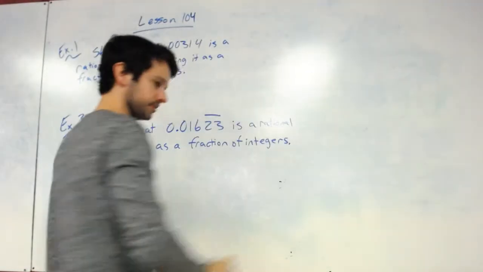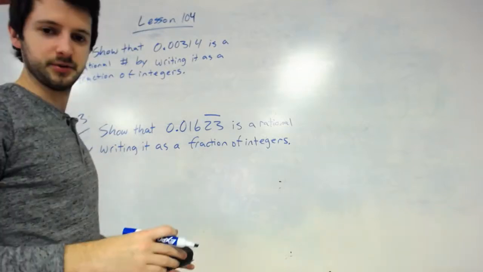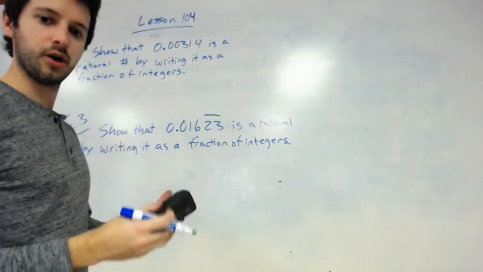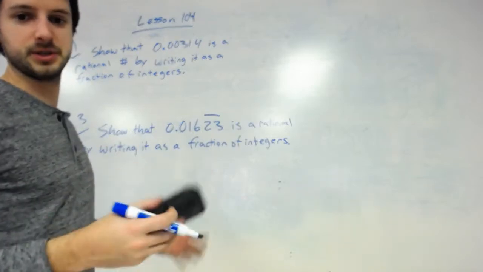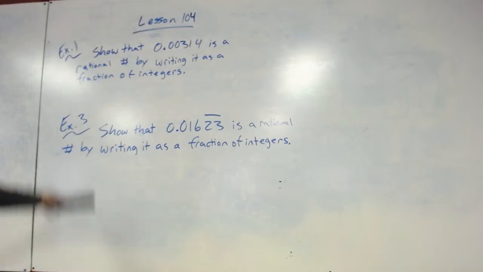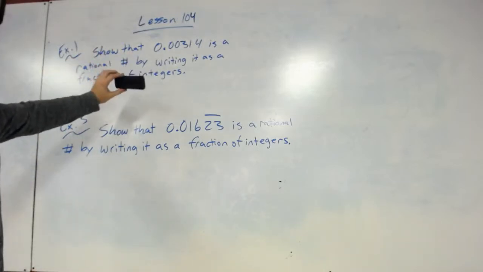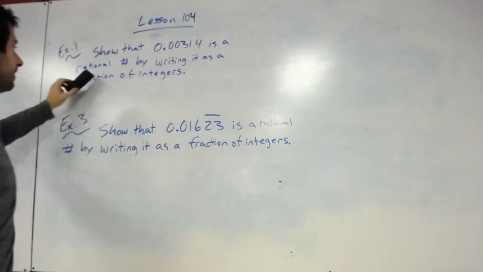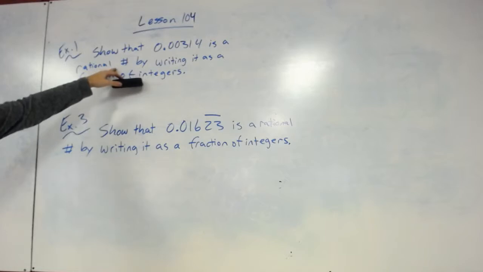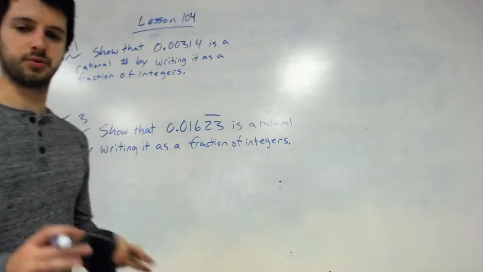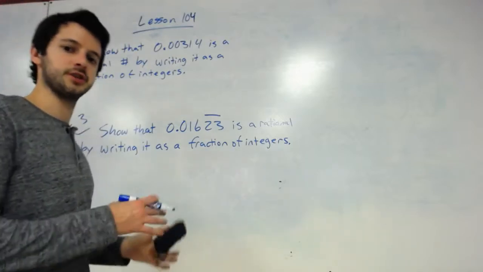So rational numbers cover basically any number where the number terminates, or we know what the repetition is. Pi, there's no repetition. It just keeps going in some weird mixed order. But example 1, let's look at a problem of how we're going to use this. It says show that 0.00314 is a rational number, so we want to prove that it's rational by writing it as a fraction of integers. For all rational numbers, you can prove that they are rational by writing them as a fraction of integers.